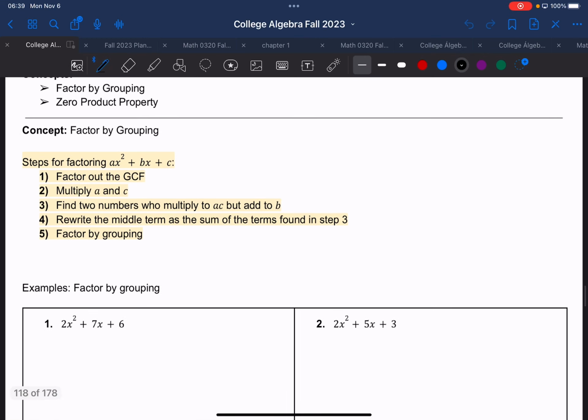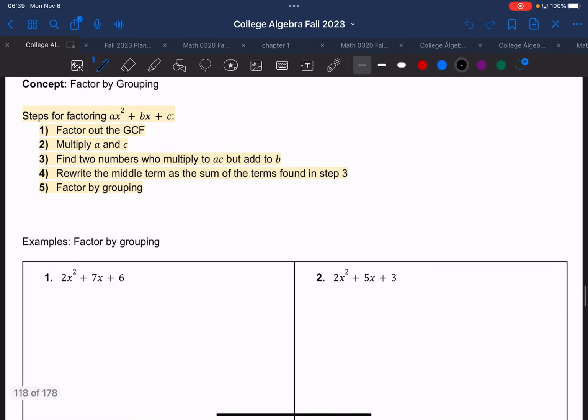So the first concept, factor by grouping. Remember in topic 19, when we did factor by grouping, I said if you see 4 terms, then you separate the first 2 terms in parentheses, then the second 2 terms in parentheses. For these problems, we're going to have to do one additional step before we get our 4 terms.